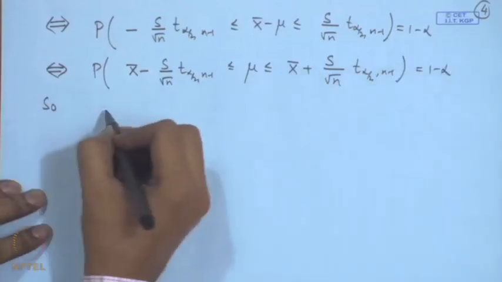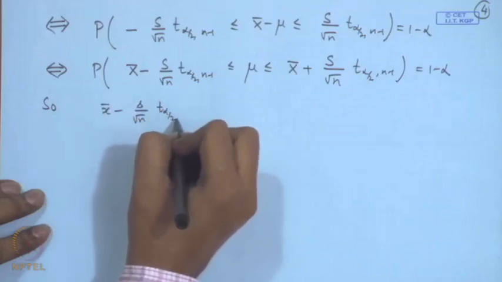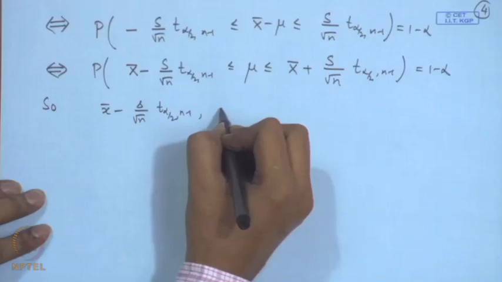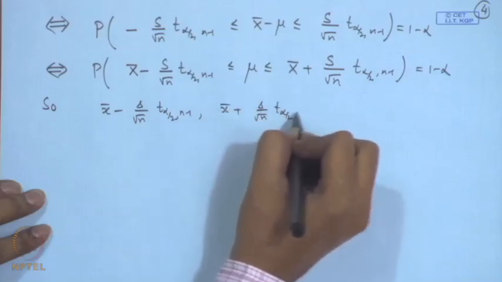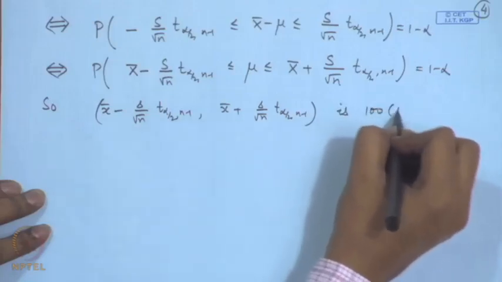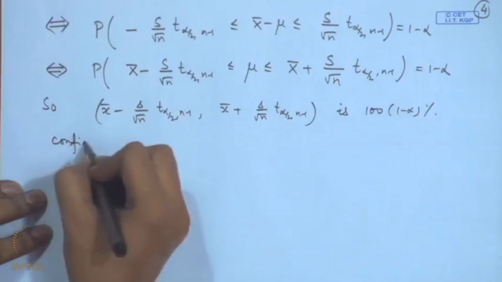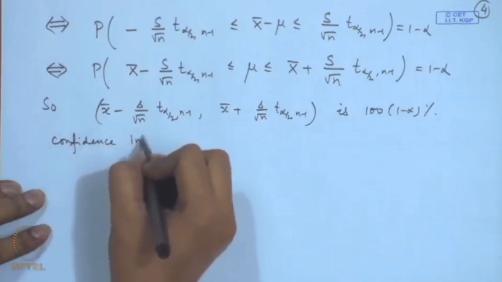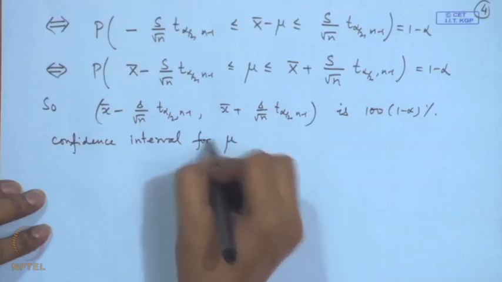So, x bar minus s by root n t alpha by 2, n minus 1 to x bar plus s by root n t alpha by 2, n minus 1. This is 100 times 1 minus alpha % confidence interval for mu.